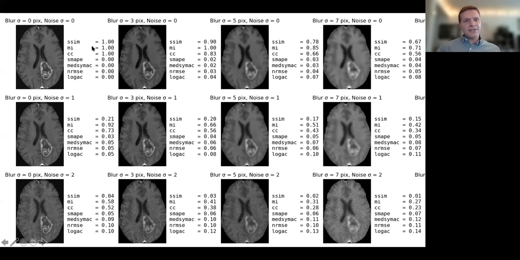And some interesting stuff happens, like the structural similarity index drops dramatically, even with just a little bit of noise, goes down to 0.2, whereas you can blur it quite a bit and it will still remain pretty high. So this table is meant to help interpret these metrics that I think are pretty tough to interpret.